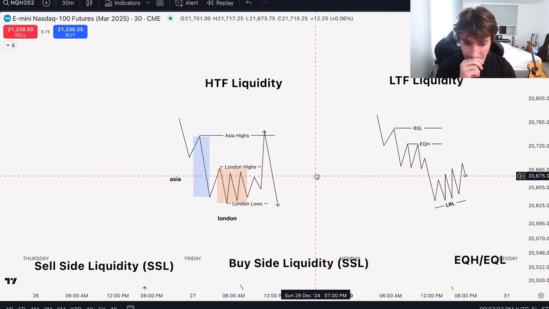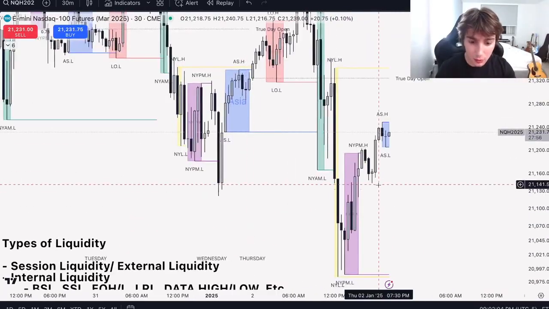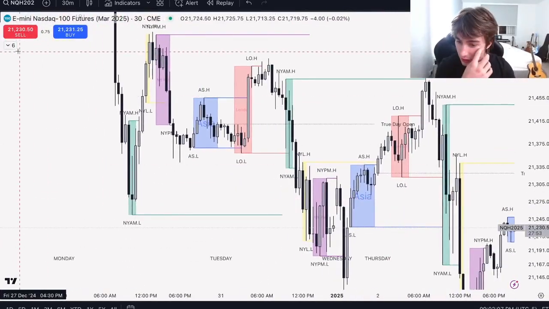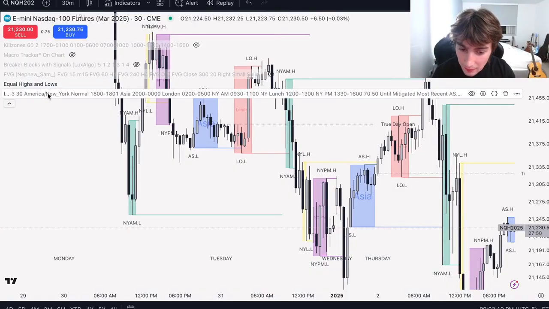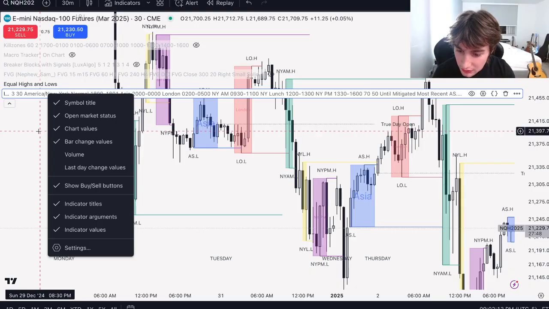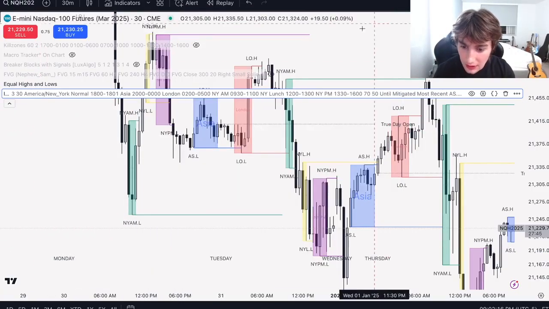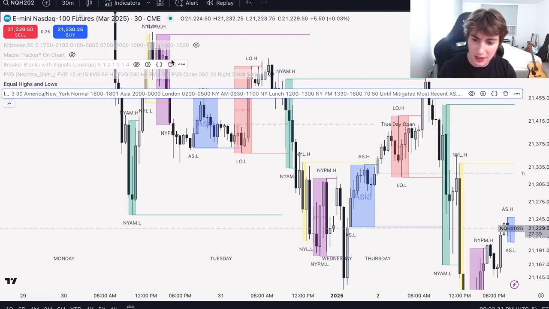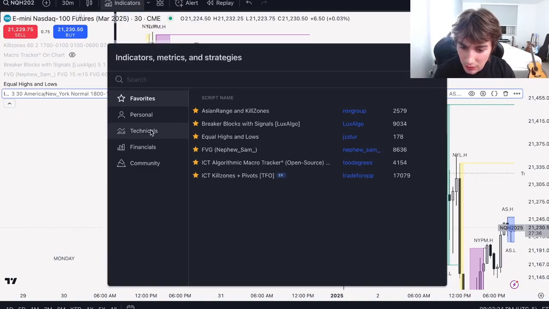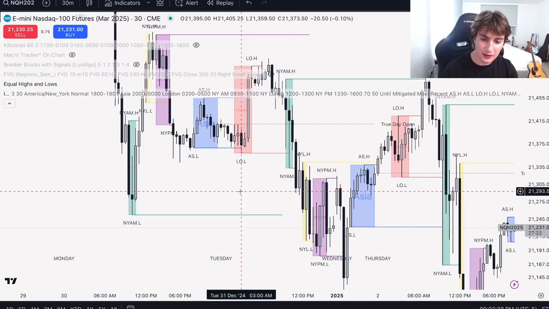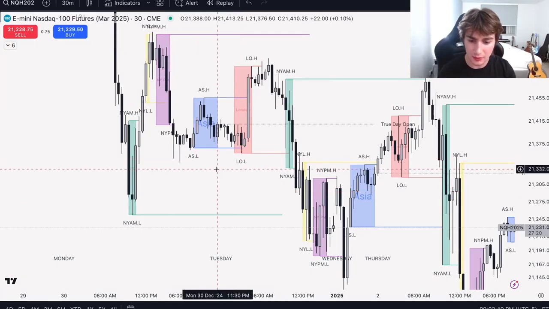So how can you get better at marking that out? For starters, there is a great indicator you can use, which is this one right here. I'll link it for you guys. It should be called something like session indicator. Let me pull it up for you. It should be the ICT kill zones. I believe it's this one. If not, sorry, I'll make sure to link it and make sure that's correct.